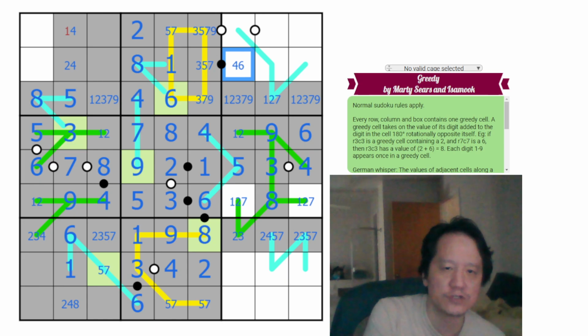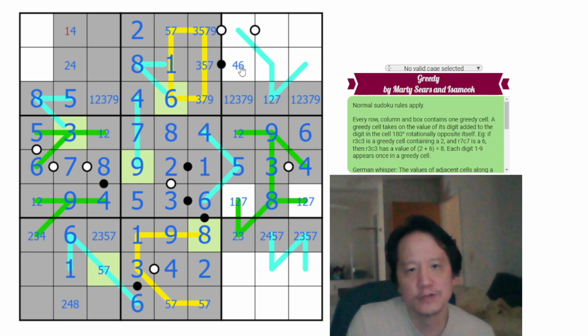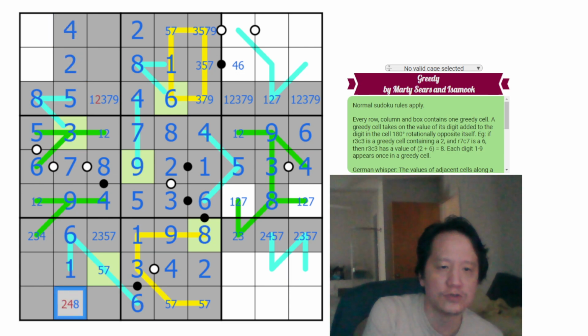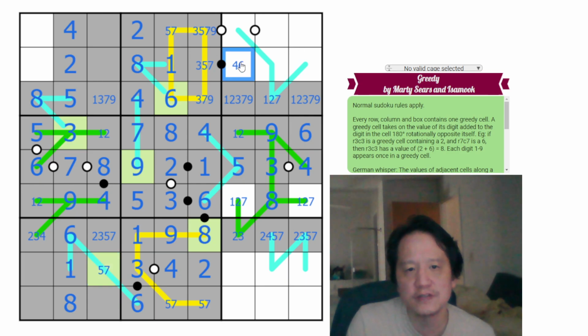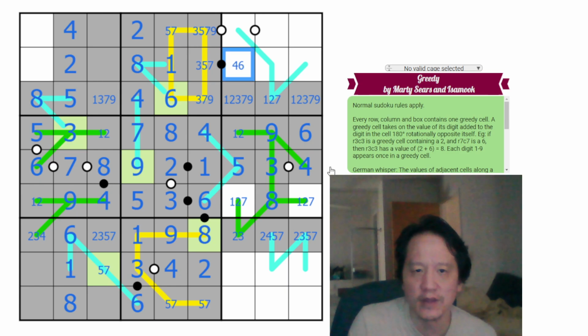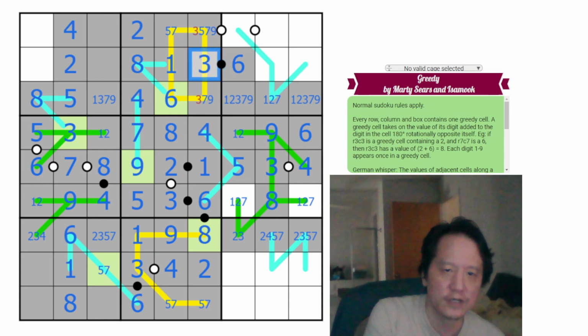So this is 4 or 6. So this, if this were greedy, it would have to be 11, and that does not work. So this is 4, this is 2, this is 8. This can't be 2. So this has to be 5 and 6, right? If this is the greedy cell, it would have to be 11 because it adds up to the same as that. But then this can't be double anything. So this cannot be greedy, and we know it's 6. So this is 3. So this has to be 5 then.